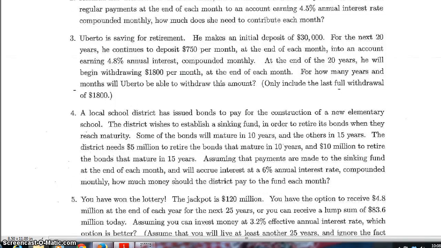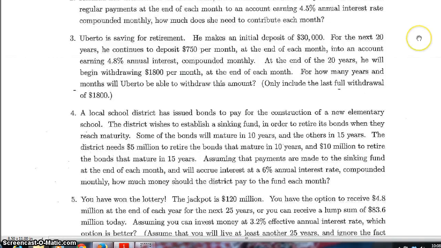Okay, Uberto, saving for retirement. Initial deposit of $30,000. For the next 20 years, he deposits $750 per month at the end of each month into an account. I have to say this every time because we're only doing ordinary annuities. Into an account earning 4.8% annual interest compounded monthly.